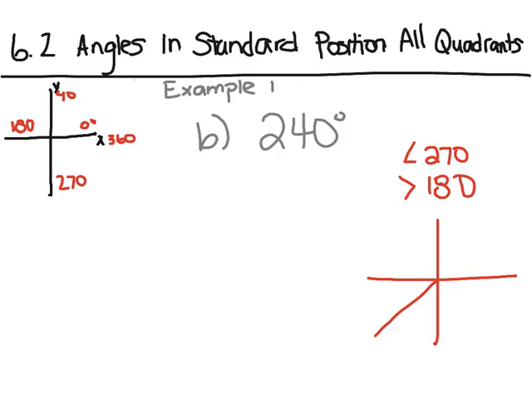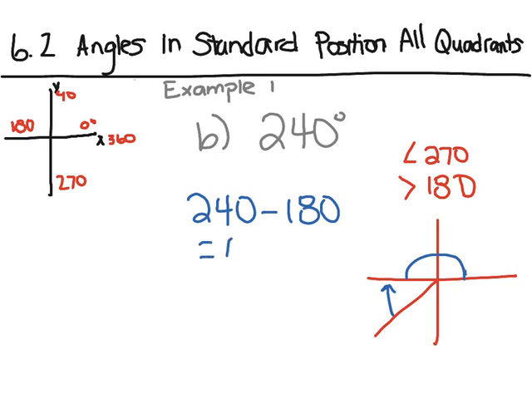So to find this, we're going to take our angle, because we're going up to 180. We take our angle, subtract 180 degrees. So we want to find out what the angle is without this area. So we get 60 degrees. So our reference angle is 60 degrees.